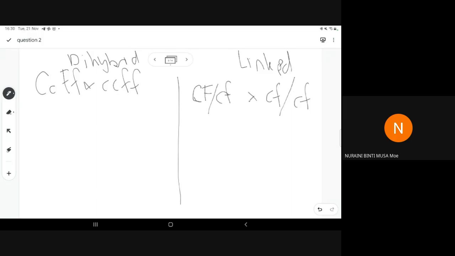Okay, one common mistake that happens also is students know that the genes are linked tapi dia pergi buat macam ni pula. C besar, C kecil, slash F besar, F kecil. This is also wrong. You can't do this. Tak wujud C besar, C kecil, slash F besar, F kecil. Dia mesti C besar, F besar, slash dengan C kecil, F kecil. Manakala for the homozygous recessive, dia C kecil, F kecil, slash C kecil, F kecil.